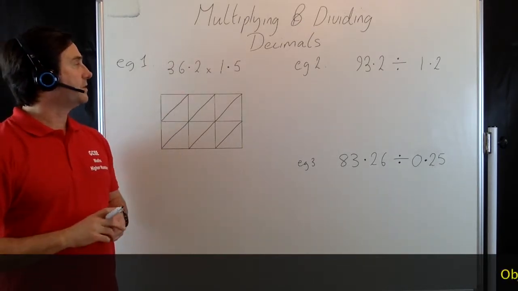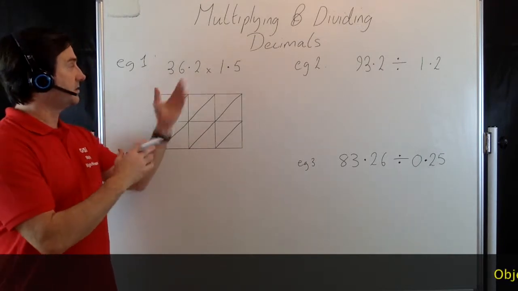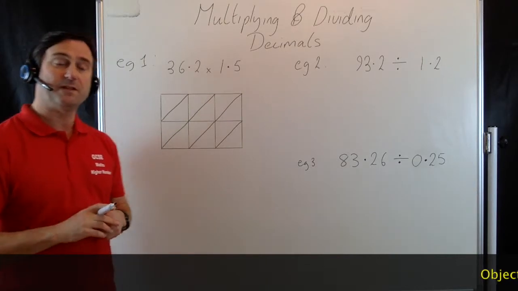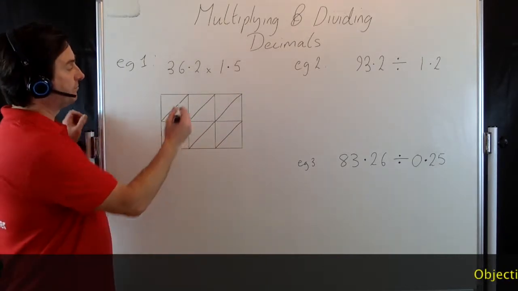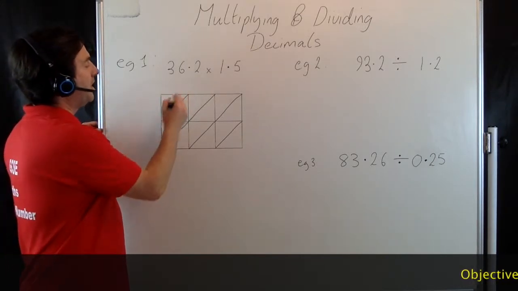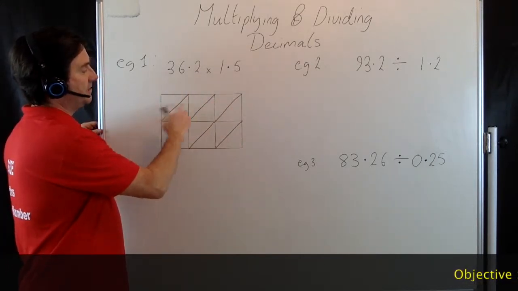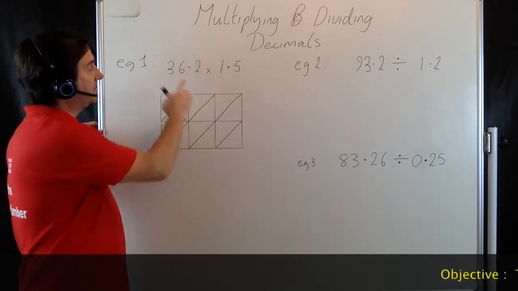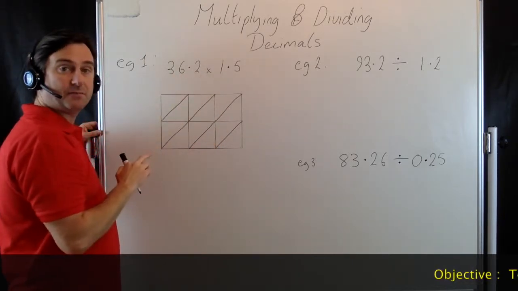I want to look first of all at how to multiply a decimal number using this grid method. I like this quite a lot. It makes it very easy to multiply decimals. If we see we've got 36.2 times 1.5, I draw myself a grid that is 3 squares across and 2 squares down. And this relates to how many digits there are in the numbers.